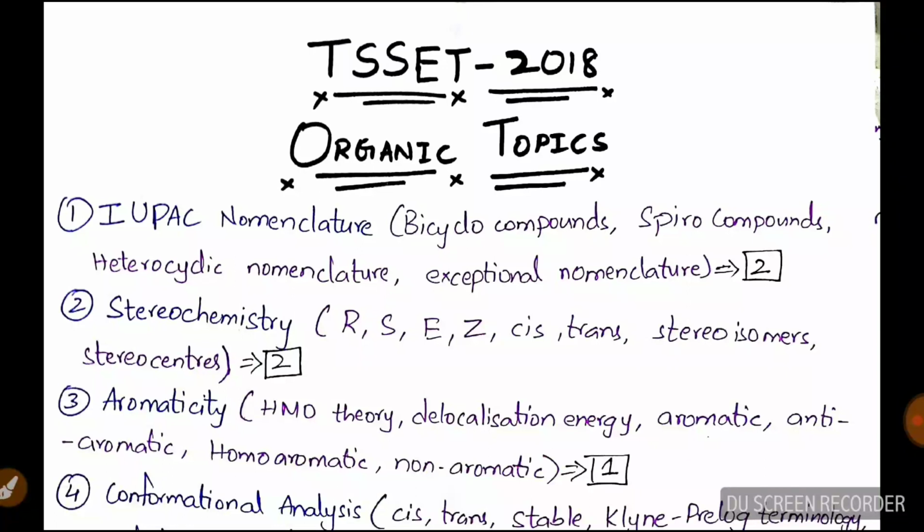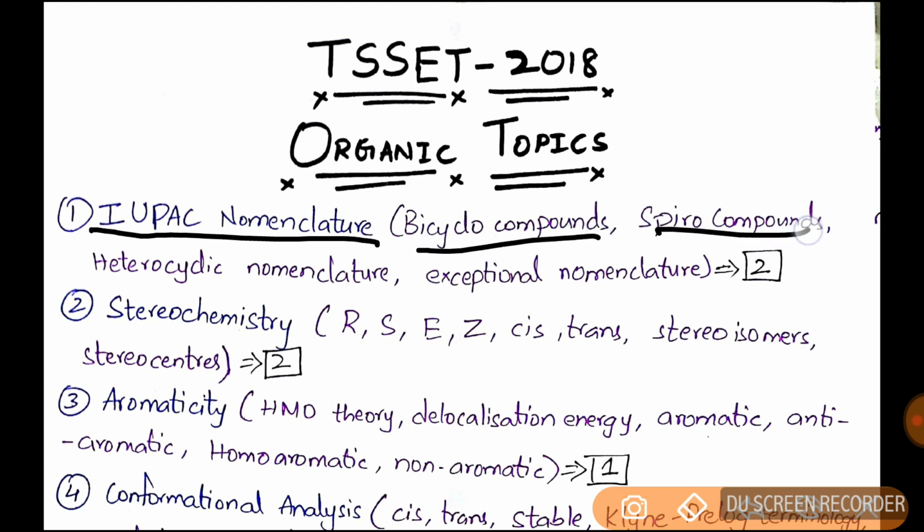In organic chemistry, they'll be asking only the basic part, guys. So you should be good with basics of organic chemistry. Firstly, they'll be asking about IUPAC nomenclature. There will be a definite question from IUPAC nomenclature. They might ask general IUPAC nomenclature, or bicyclic compounds or spiro compounds, or heterocyclic nomenclature, or some exceptional nomenclature. I made a video on IUPAC nomenclature also with some TSSET examples in my previous videos. You can just go through it, guys, and there will be definite questions. There can be 2 questions from IUPAC nomenclature.